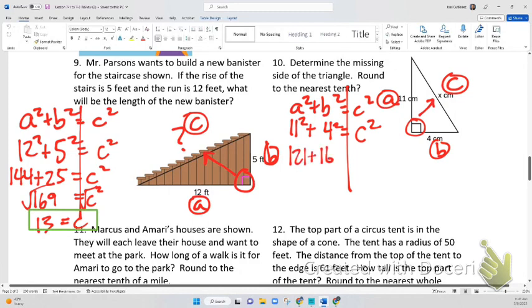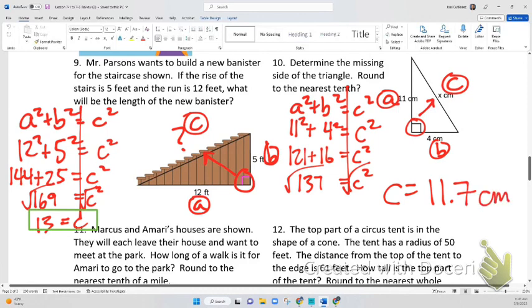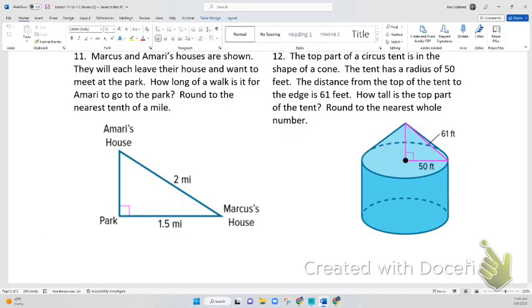11 times 11, 121. 4 times 4 gives you 16. And then, of course, you add these two together. That gives you 137. Now, 137 is not a perfect square, which means you are going to be getting a decimal. Hence the reason why it says round to the nearest tenth place. So you take 137 on your calculator. You figure out the square root, and in this case, your answer is 11.7, and we are talking about centimeters for question number 10.